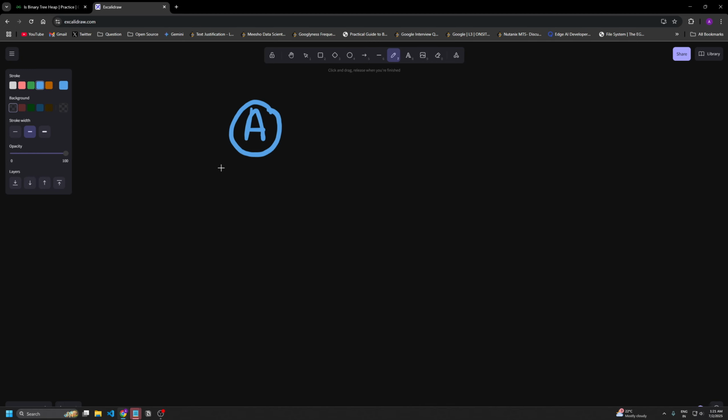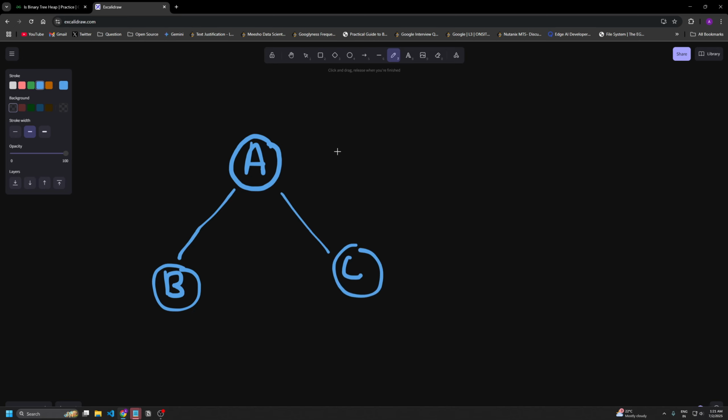Let's start with the root A. Root A will have its children, and let's say that we want to take the property of the max heap. So what is the property of a max heap? The first thing is that A should be greater than or equal to B, and A should be greater than or equal to C, right? This is the basic property which has to be satisfied. Let's say that it's satisfied now.